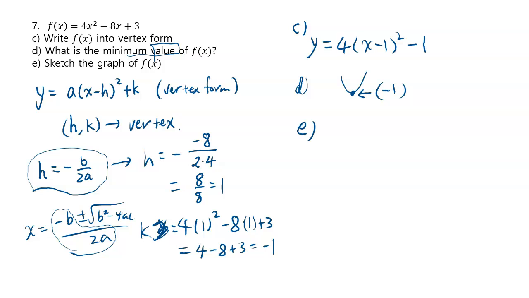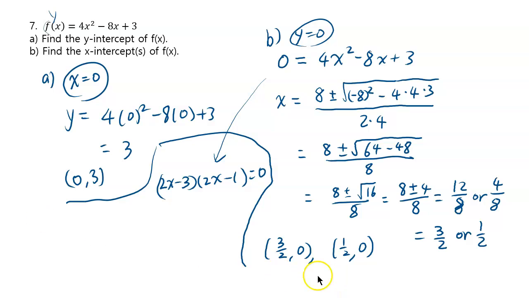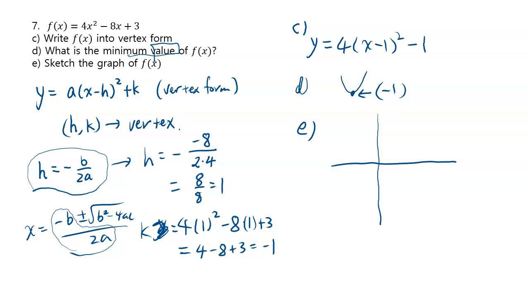E, sketch the graph of f of x. Well, we're going to use all the information that we figured out so far. In the previous slide, we found out that (0, 3) is the y-intercept, and (3/2, 0) and (1/2, 0) are the x-intercepts. So let's put that. Let's say this is 1, 2, 3. That's your y-intercept. I know that the x-intercepts are 3 over 2 and 1/2. But 1/2 is here, 3 over 2 is here. So we know that it's going to be passing through these points.